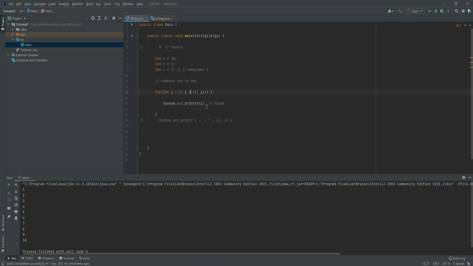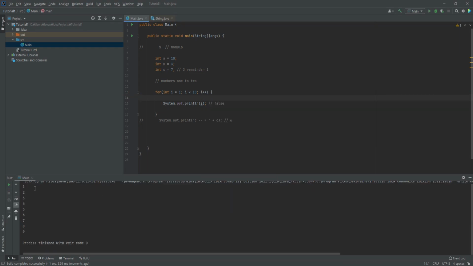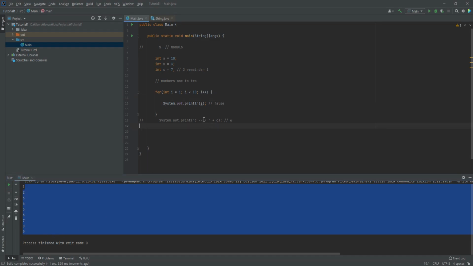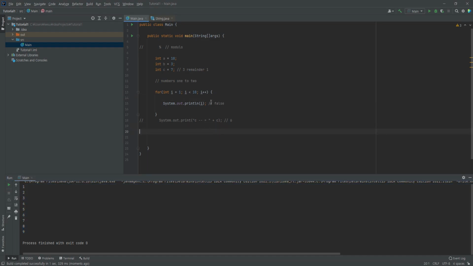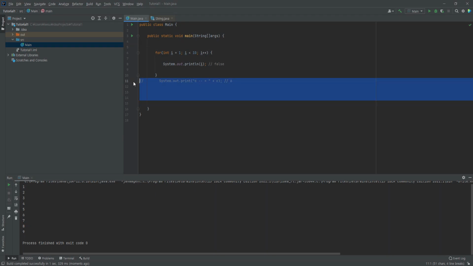So when we remove this equal sign, it would only run until 9, since 10 is not greater than 10. So let me run. Yeah, we could see it only runs 1 until 9. So this is where greater than or equals or less than or equals are used. It only works when we're going to run a little more complex program compared to the examples I gave.